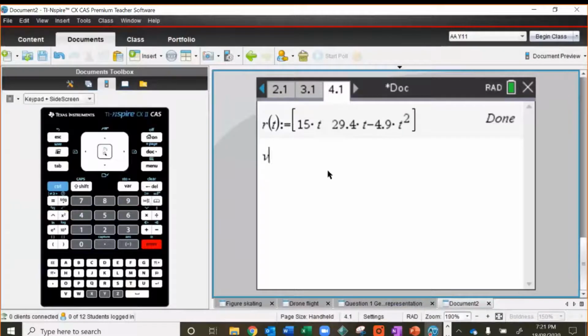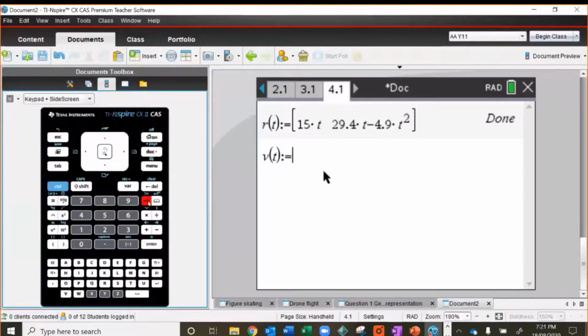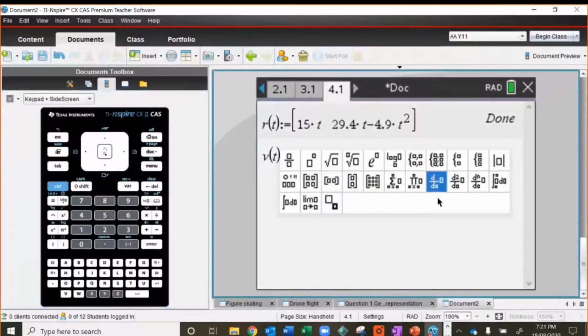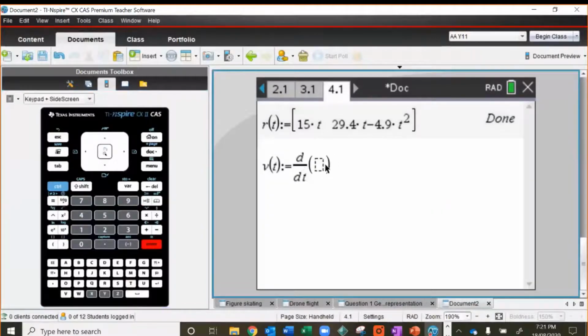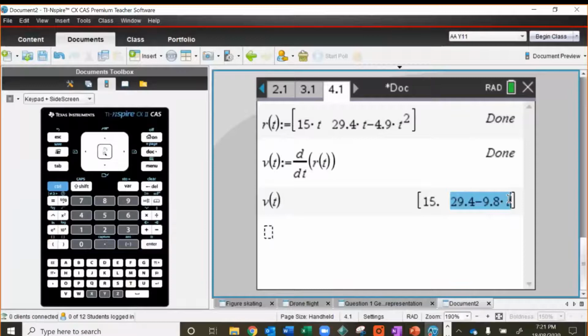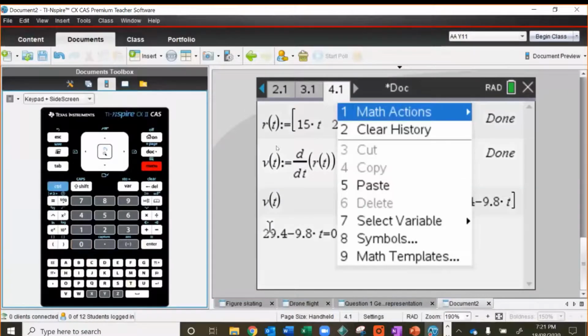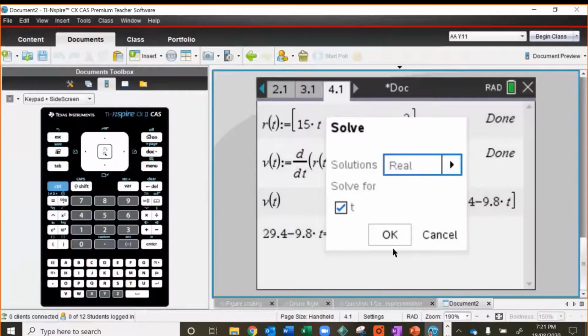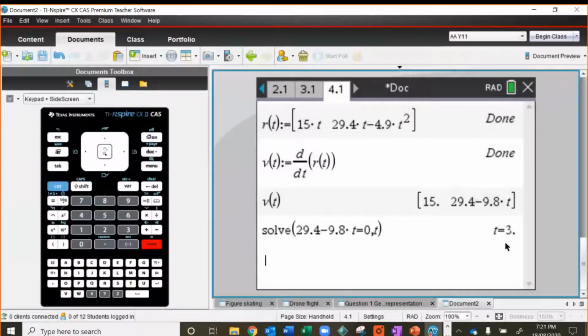And now we'll find v in t, as we did previously, by differentiating the position vector with respect to time. And I will see what v in t is. So that's my i component and j component. Now, as I said, we need the j component to be equal to 0. So if I go here, equals 0, and I use this control menu, math section, solve. That puts the syntax in for me.